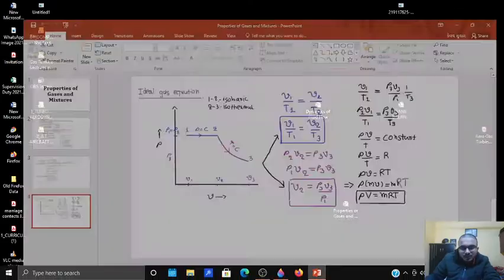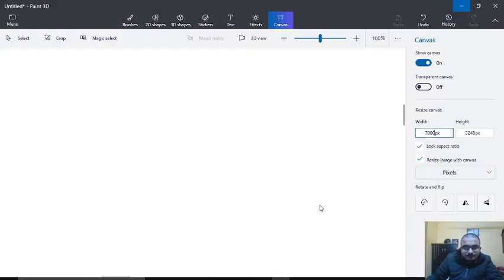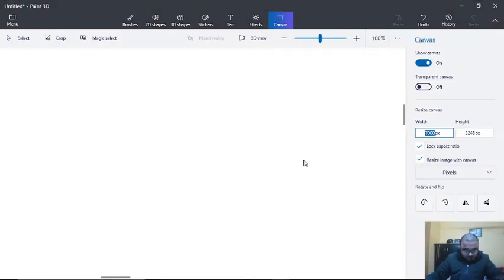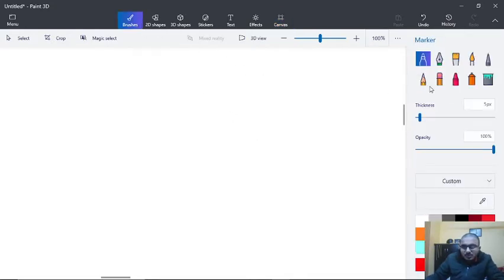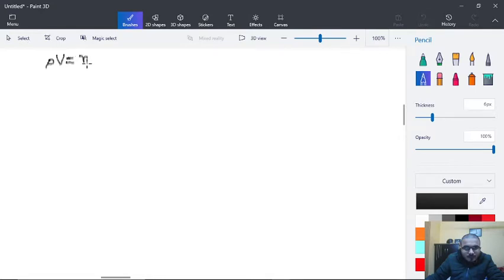Now we will continue from here. We will continue from our last equation that we obtained, PV is equal to mRT. Let me remind you that here capital R is the gas constant which is specific to a particular gas.